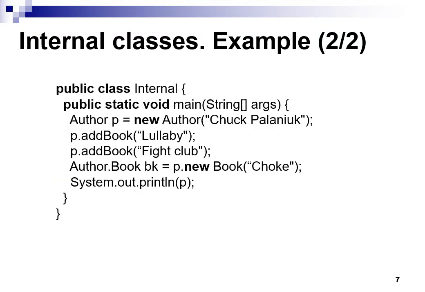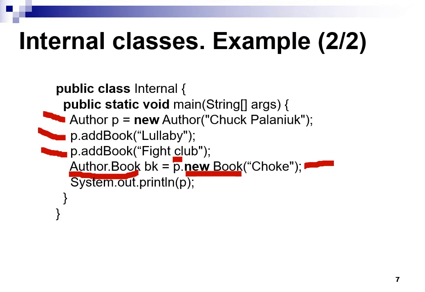This is an example of a main method where we create a new author, then we add two books, and because the internal class was declared as public, we can access that class from outside. For example, we can create a new book, but because it's a non-static internal class, we should always use a context object. In this case, it's object p, and because the class Book is declared inside Author, we need to use the fully qualified name, which is Author.Book. And then using this syntax, we can create a new book inside object p.